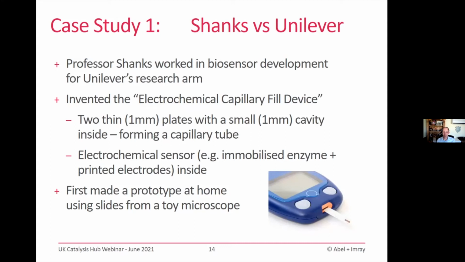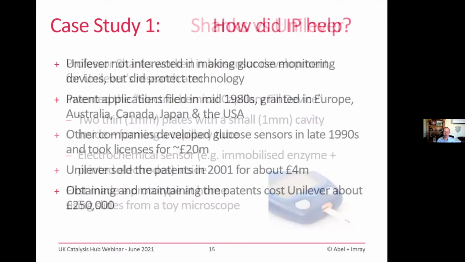What is worth mentioning, just to circle back to what we spoke about earlier, is that ownership of this was never disputed. Professor Shanks was working as a researcher and employed to invent, and although the prototype might have been made at home, this did relate to his work, and so Unilever owned the rights, and that never really came into question.